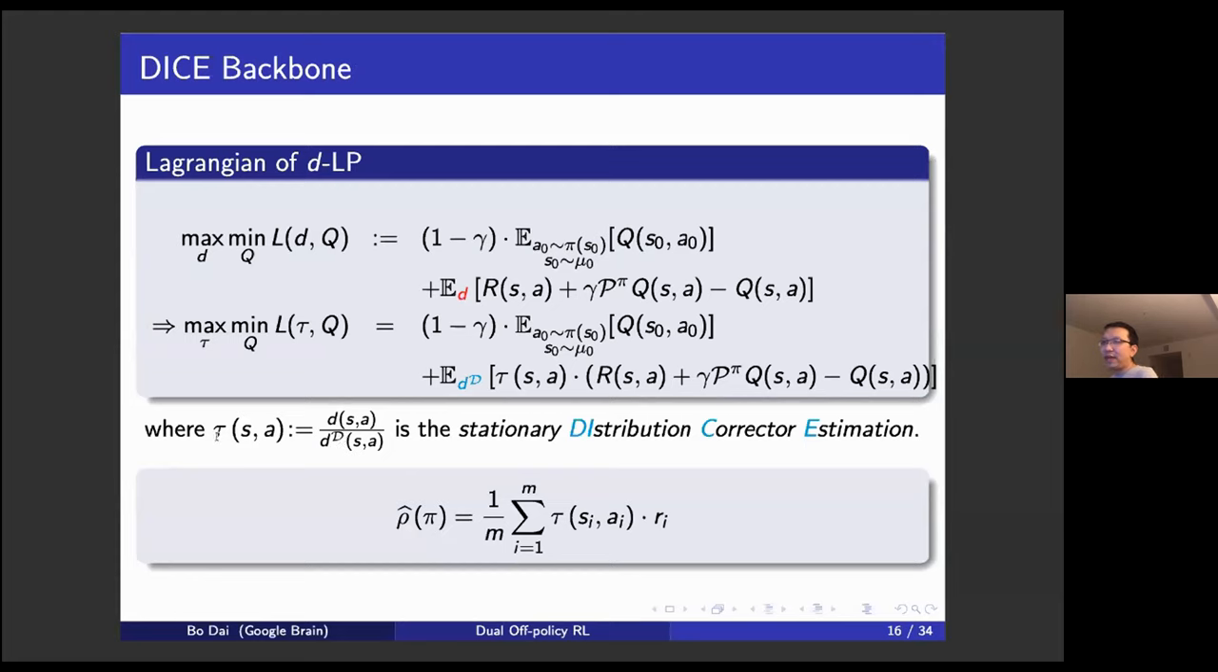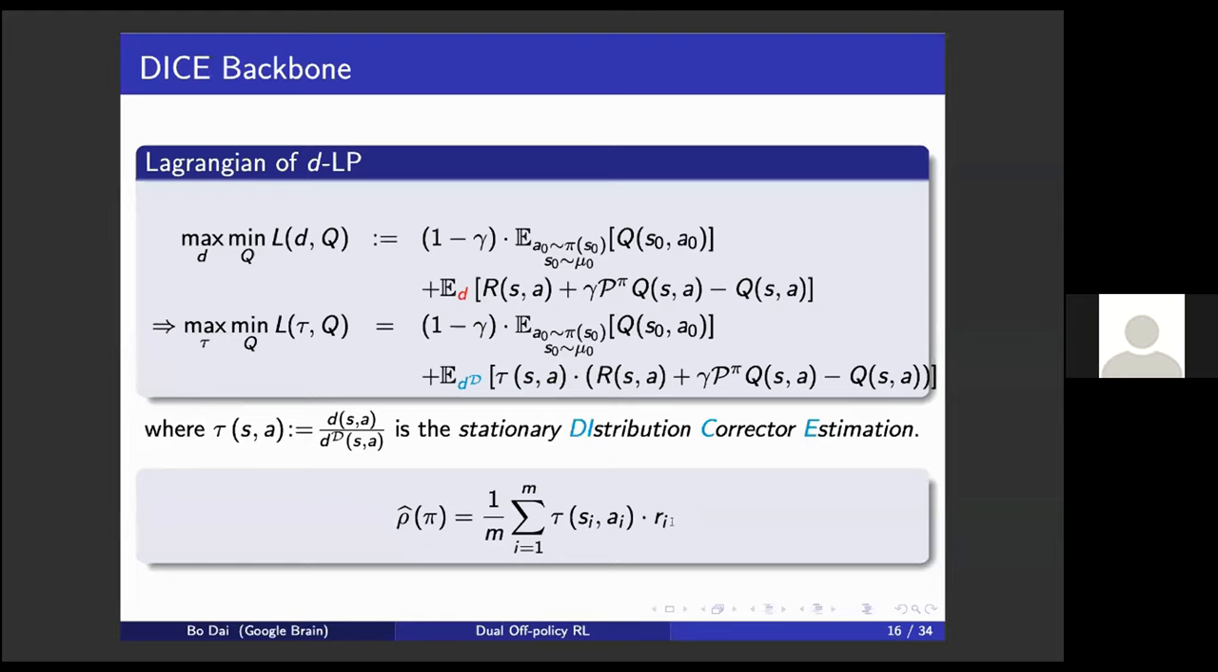That's what I define as tau, and I plug it back into the objective function. That's how I go from the first formulation to the second one. That's also the reason why we call it DICE, because we are doing stationary distribution correction estimation. After I solve it, your tau hat can be plugged into the objective function, so that's the weighting of the samples. That's all. Simple, right? This is basically the DICE backbone. Everything came from here.